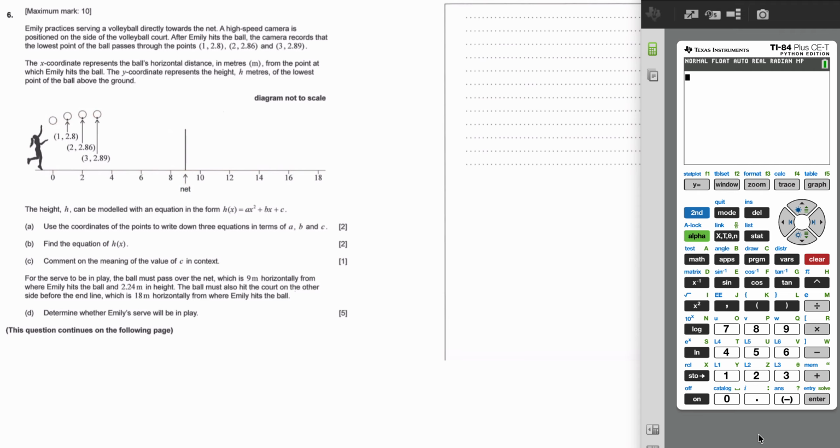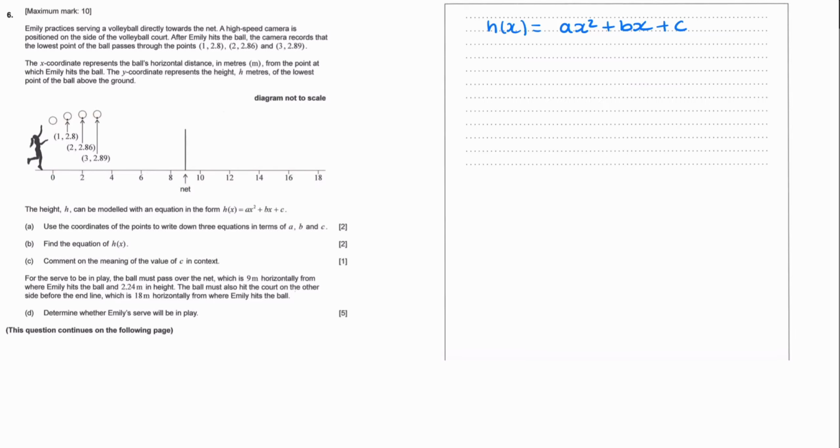So in terms of the quadratic equation, we know that any quadratic, this one is h of x, should follow the general format of ax squared plus bx plus c. So we're going to use that same idea, but this time we're going to substitute in each of our coordinates. So the first coordinate, we're told that the y value is 2.8 when the x value is 1. So that means that we've got 1a, because 1 squared is 1, 1b plus c.